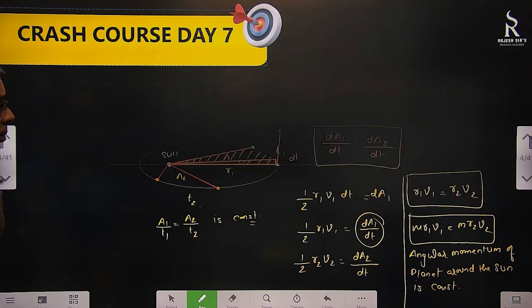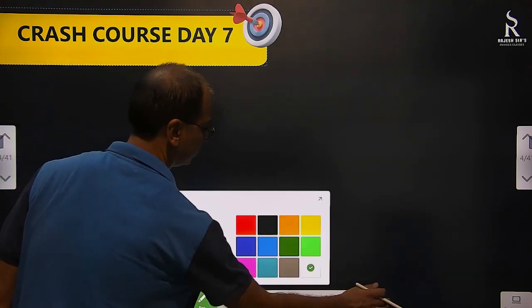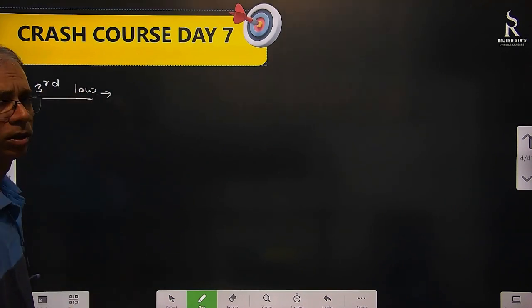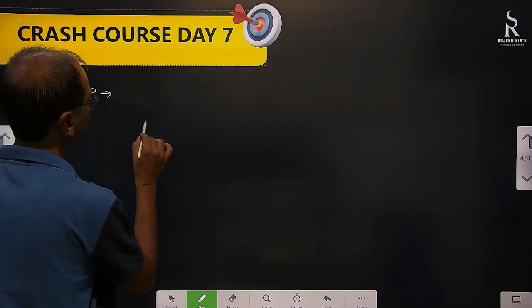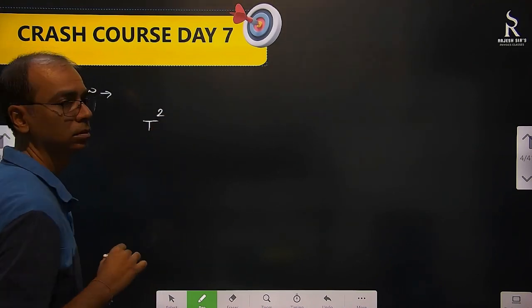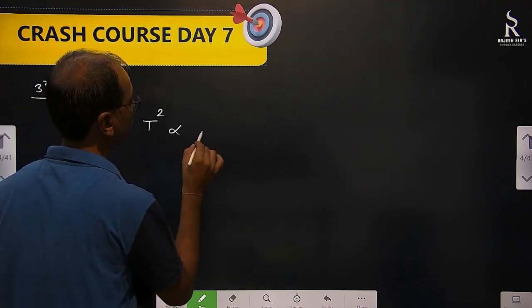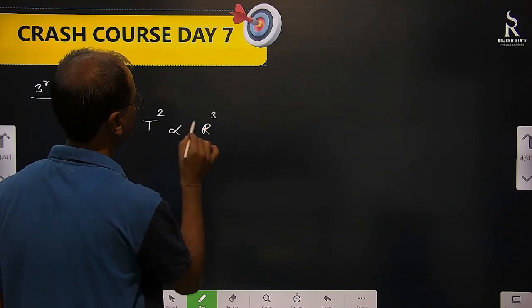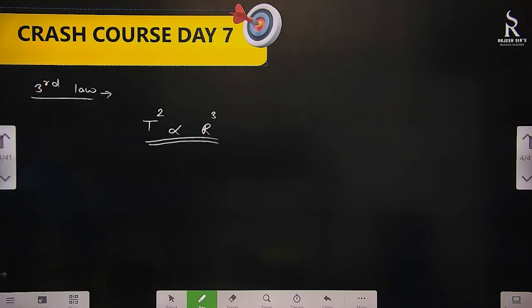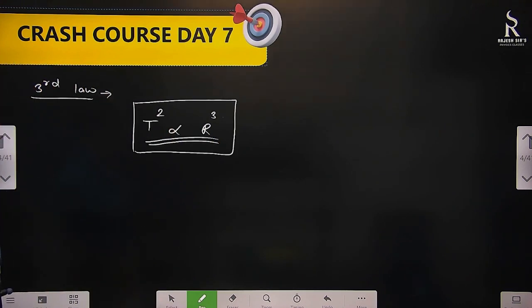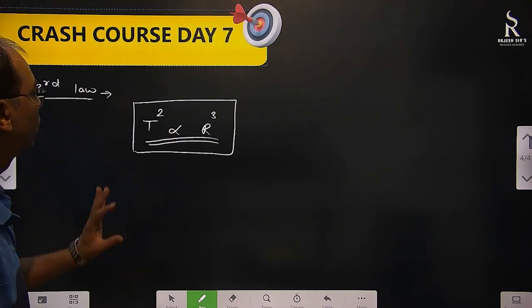Let's see the third law also. Then we'll solve a few questions on this. The third law is also very important. Many questions are asked on this. And what is the third law? The third law says that the square of the time period of the planet around the sun is directly proportional to the cube of its effective radius. T squared is proportional to R cubed. Very, very important. Okay, so these are the three laws of Kepler.